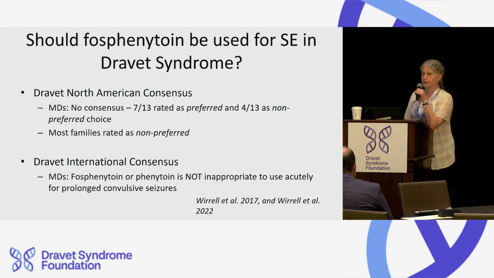When we did the North American consensus back in 2017, there was not a lot of consensus from physicians. Seven said yes, you could use it, and 4 said no, you shouldn't use it, and the family said no, you shouldn't use it. So there's still not a lot of agreement. When we did our more recent international consensus, there actually was agreement amongst physicians that these medications were not inappropriate to use acutely, just one time, not having somebody on these daily, but it could be used acutely for prolonged convulsive seizures. So I think the bottom line is phenytoin should not be considered something that we absolutely must not use for status epilepticus in Dravet.